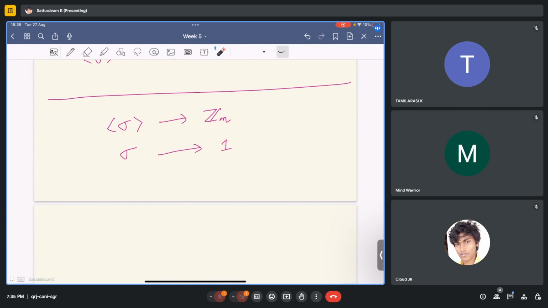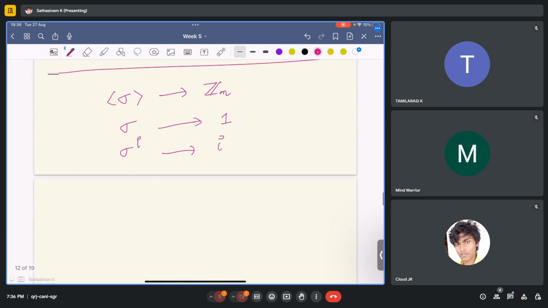So you have a map like this, and both have order m. So this is a homomorphism, and this defines an isomorphism. How do you do it? If you take sigma power n, map it to n. So 1 maps to n. Or sigma power i, map it to i. So if sigma power i is an m-cycle.